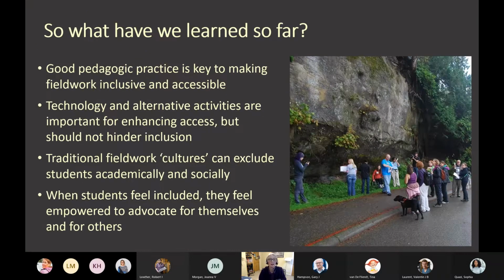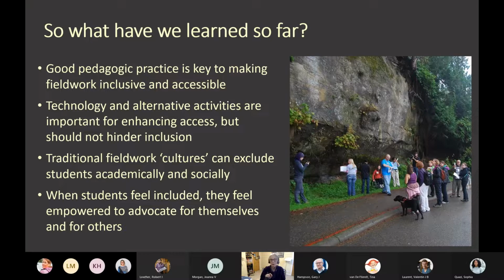So what have we learned so far? Good pedagogic practice is key to making fieldwork inclusive and accessible. There's no golden bullet. There's nothing that I'm going to say to you that is doing something different than I would imagine most people are already doing. It's maybe just paying a little bit more attention to some of the good practices that we already include. Everything, I think, will make fieldwork more accessible and inclusive. Technology and alternative activities are really important, and I think increasingly they are going to have a huge role to play.